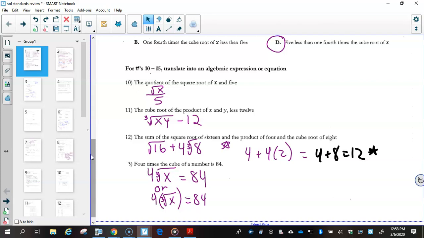For number 10, 10 through 15, you should have been translating these into algebraic expressions or equations. So the square root of x all over 5. For 11, the cube root of x times y, and then minus 12.